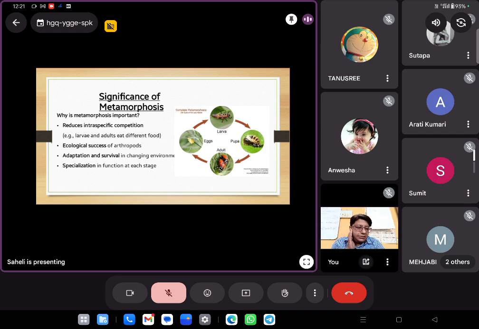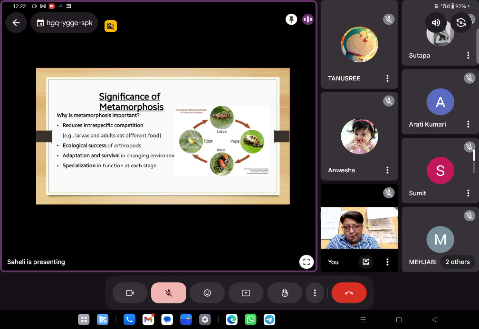The larval stage is mainly for growth, while the adult stage is for reproduction and dispersal. Metamorphosis helps arthropods occupy various ecological niches, increasing their chances of survival and evolution. It ensures better adaptation, survival, and continuation of the species.